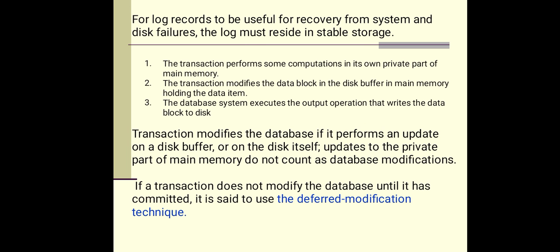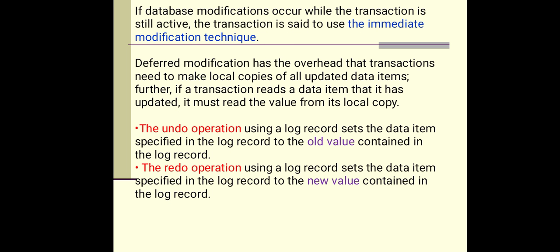So what exactly is the deferred modification? If the transaction does not modify the database until it has committed, it is known as deferred modification. If the database modification occurs while the transaction is still active, the transaction is said to use the immediate modification technique, because the modifications are occurring at the same time when the transaction is active. That's why it is the immediate modification technique.